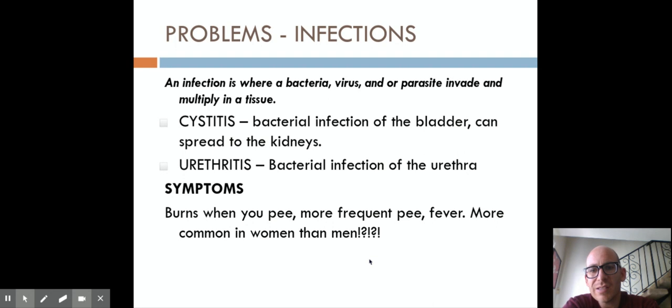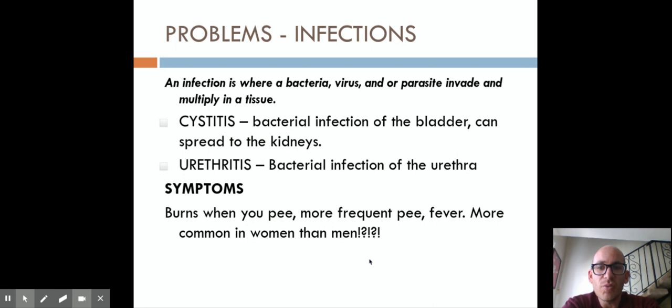Okay, so cystitis is a bacterial infection. The pathogen is a bacteria of the bladder, and if left untreated, it can travel up the ureter to the kidneys. If it gets into the kidneys, it becomes really, really quite dangerous.